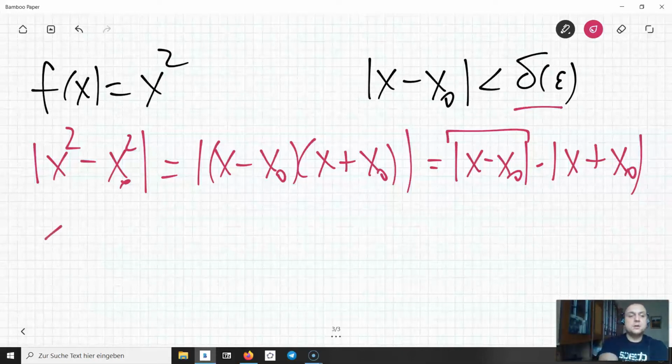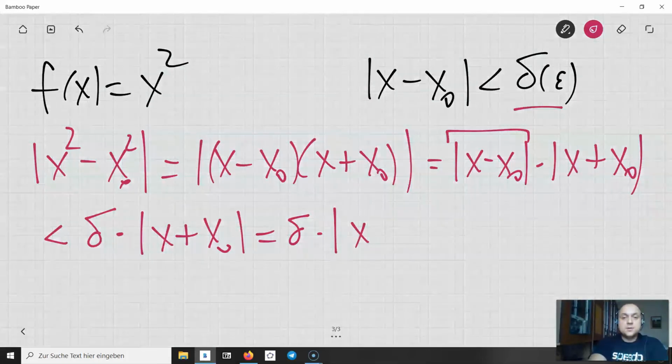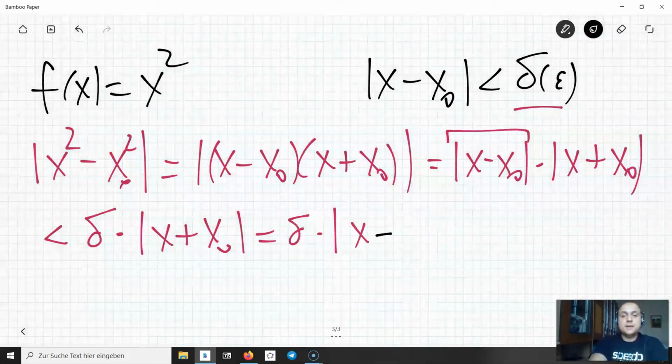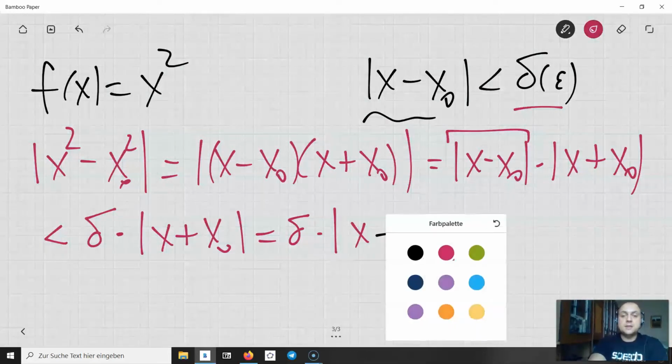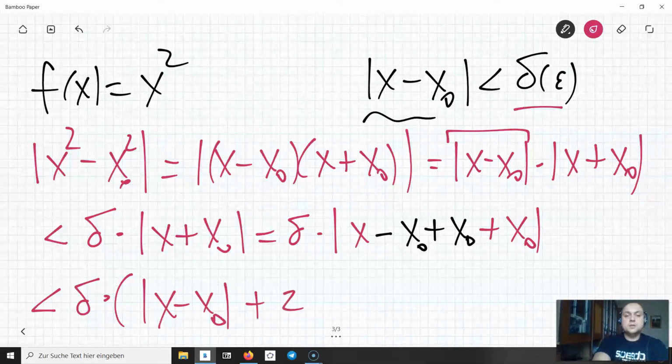So this is smaller than delta. We don't know it yet, don't forget, we're going to connect it to epsilon, times |x + x0|. So what's happening now? Now we're adding 0. That means we get delta times, now look at this, x. We are subtracting x0. I would like to have something like this in my equation. And then we add it back, so we add x0. And then we still have plus x0 at the end. So that's the story. And now, using the triangle inequality, we can split it in the middle. So we're going to get less than delta times, now look at this, |x - x0| + 2|x0|.